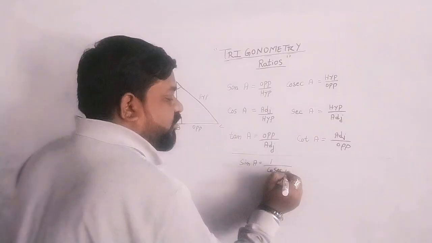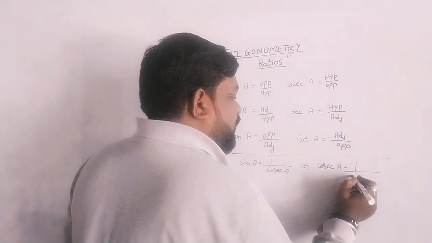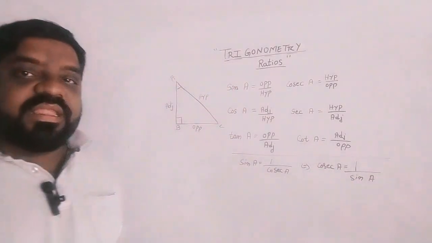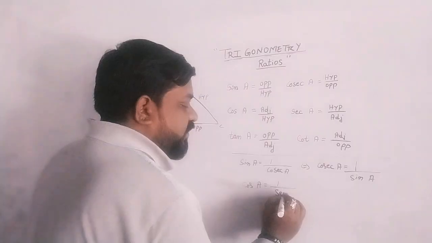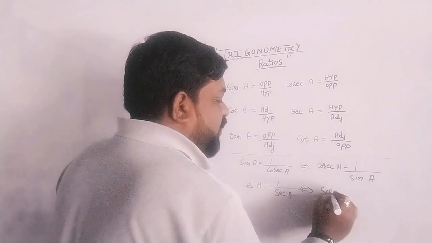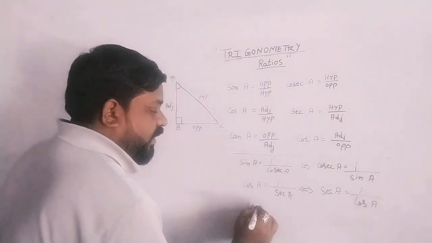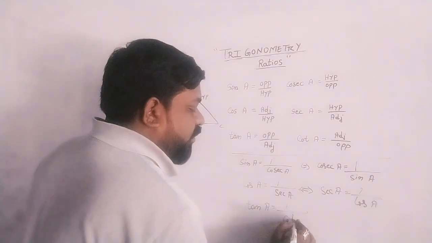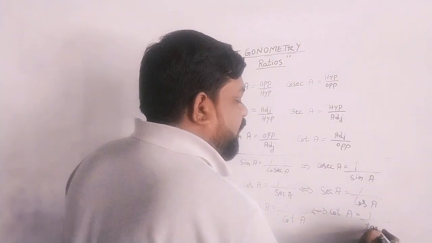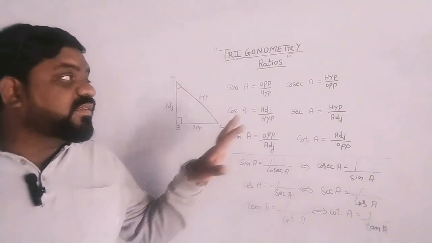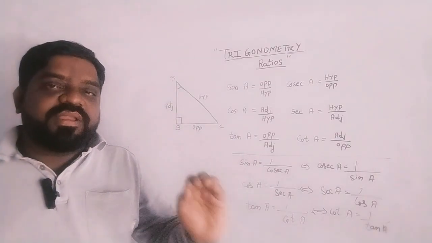So we can write like this, that is sin A is the reciprocal of cosec A, or cosec A is the reciprocal of sin A. Similarly, cos A can be written as 1 by sec A, and also sec A is 1 by cos A. Next, tan A equals 1 by cot A, and cot A is equal to 1 by tan A. This is very important basic that you must know to solve any trigonometric problems.